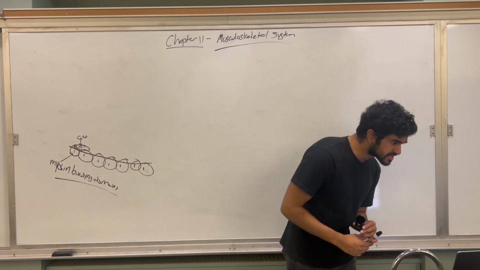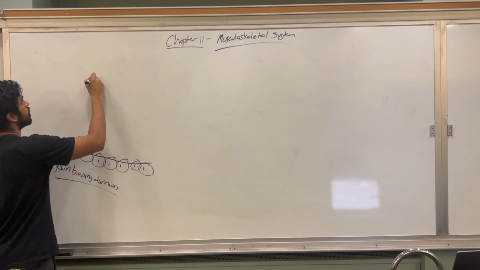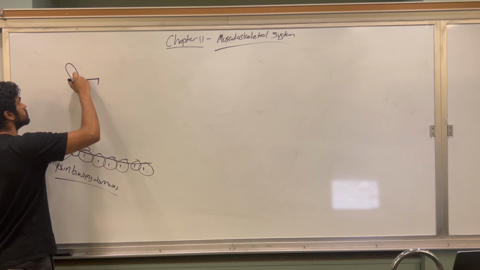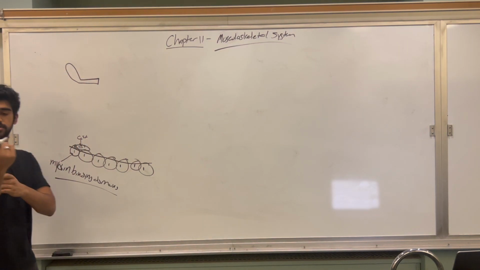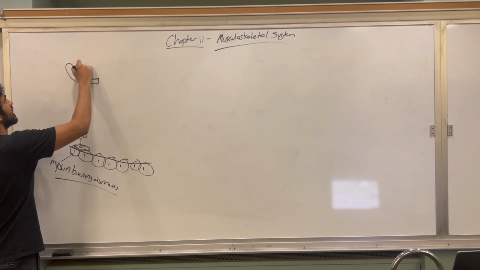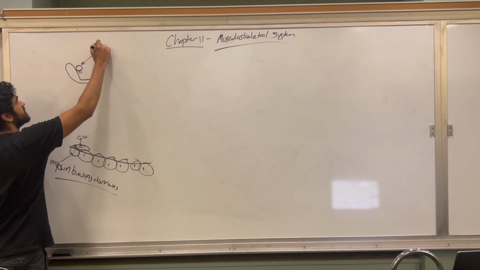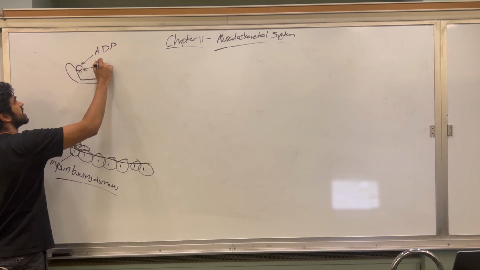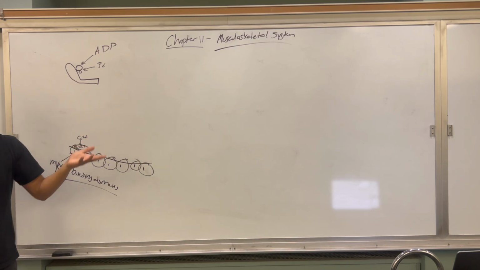Myosin looks a little something like this, and has a groove. And on that groove, it holds ADP. I'm gonna draw it larger, hold on. This is ADP, and this is an inorganic phosphate. So what do you think that used to be? It used to be ATP, and then it got hydrolyzed, right?